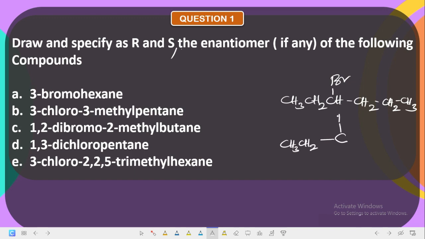What do you have up here? Br. Is that not so? What do you have under here? Hydrogen. Then what do you have to this side? CH2, CH2, and what? CH3. If you look at this very well, this hydrogen is the one under.